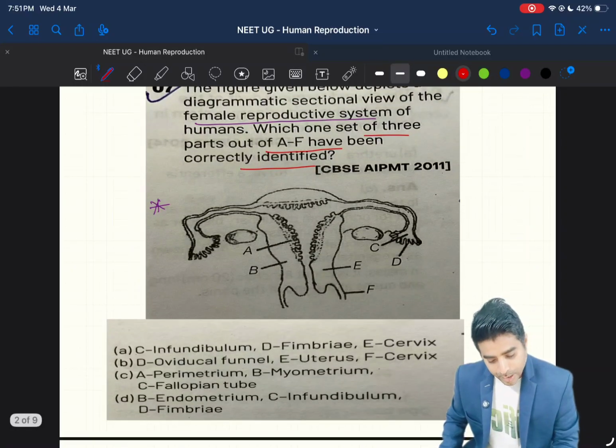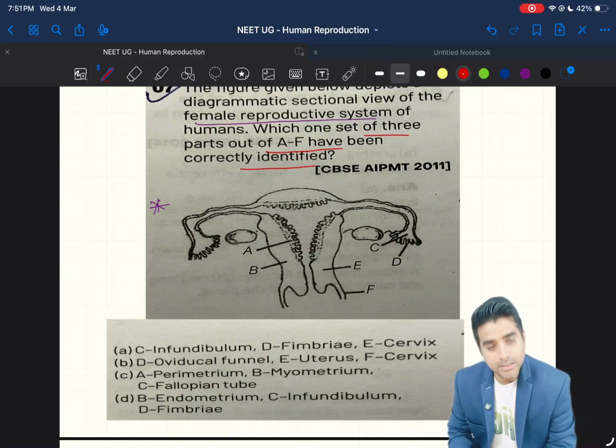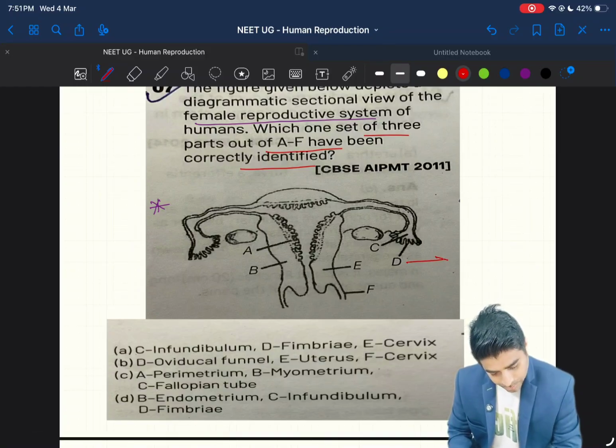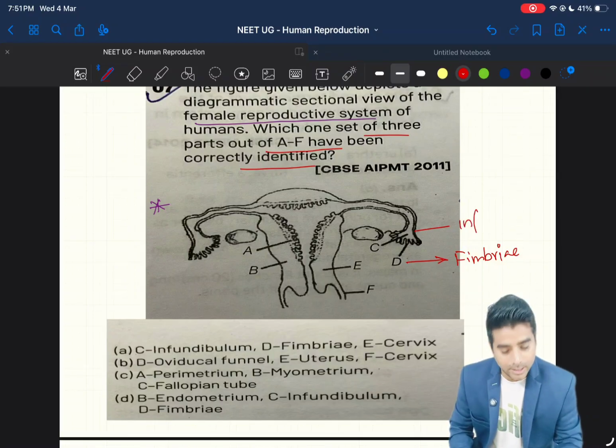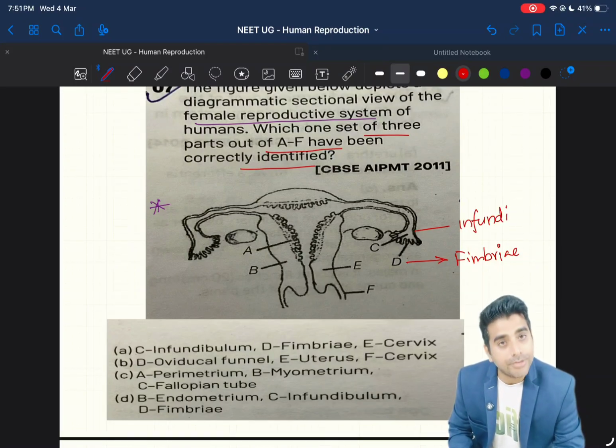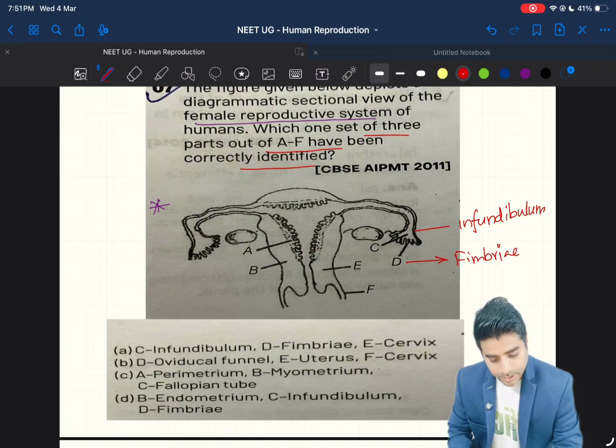Now see, this is a female genital organ, the female reproductive organ picture, and here we can see D is actually a part of the fallopian tube, that is fimbriae. D is fimbriae, and C is the last part of the fallopian tube, or the first part of the fallopian tube, you can say, that is infundibulum.